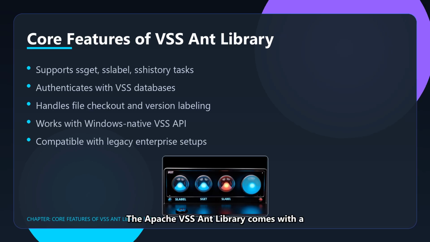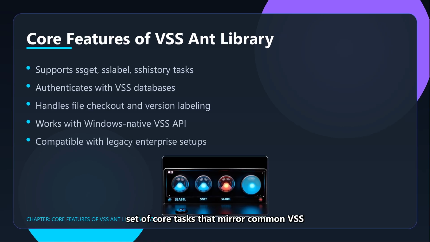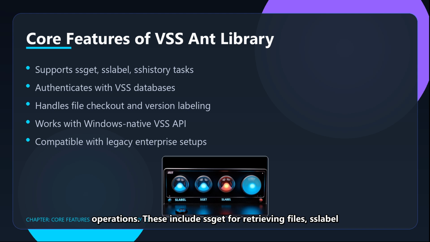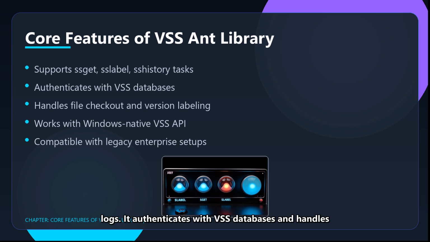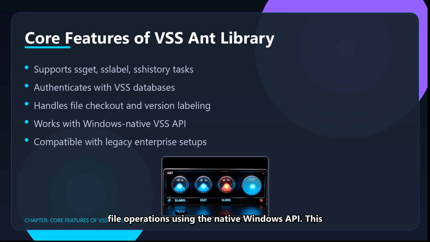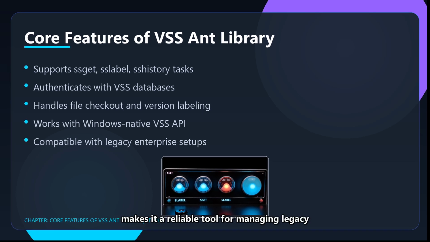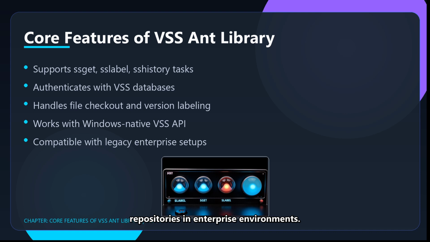The Apache VSS Ant library comes with a set of core tasks that mirror common VSS operations. These include ssget for retrieving files, sslabel for version labeling, and sshistory for viewing change logs. It authenticates with VSS databases and handles file operations using the native Windows API. This makes it a reliable tool for managing legacy repositories in enterprise environments.